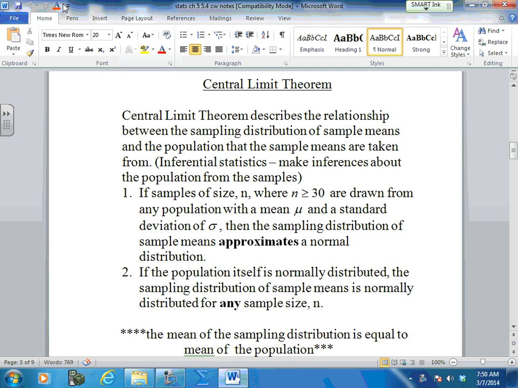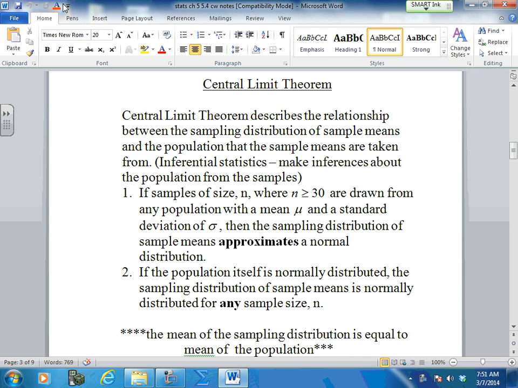Central limit theorem. This is what we talked about yesterday. 248. The central limit theorem describes the relationship between the sampling distribution of sample means and the population that the sample means are taken from. Okay, and this is why Gunnar got tired of using the word sampling distribution yesterday.